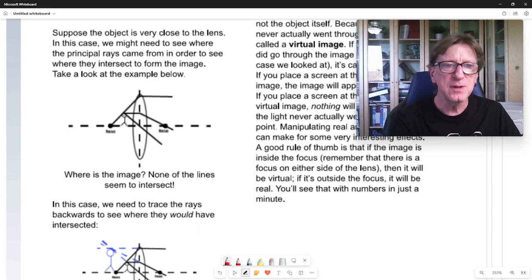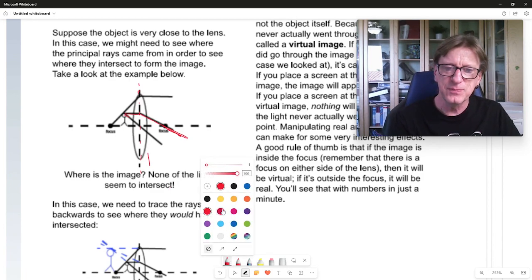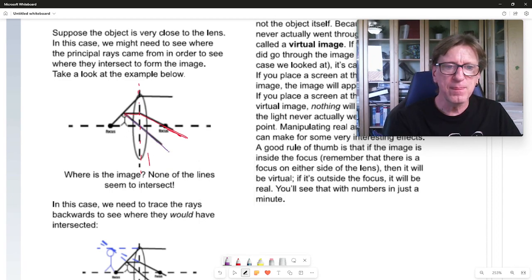So for example, I'm going to launch one from his head right here. And that's going to be based on our rules. If it comes in parallel to the center line, which is parallel to the ground, which of course is going to be orthogonal to the center of the lens, it gets refracted through the focus. One that goes through the center line of the lens, we use purple for that. That doesn't get refracted. It moves straight on through.